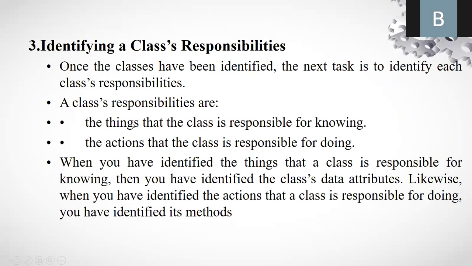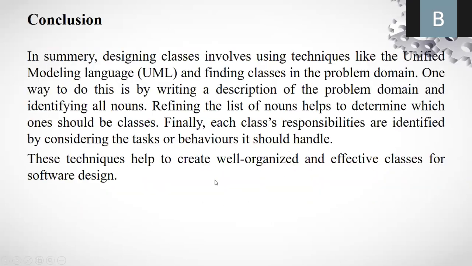Next, identifying a class's responsibilities. When identifying a class's responsibilities, you need to determine what the class should know and what it should do. For example, let's say we have a class called car. The responsibilities of the car class are model, color, and these are the attributes. Starting the engine, accelerating, braking, and turning, etc. These are the methods. By identifying these responsibilities, we can design a class.